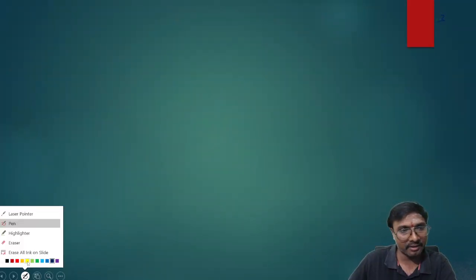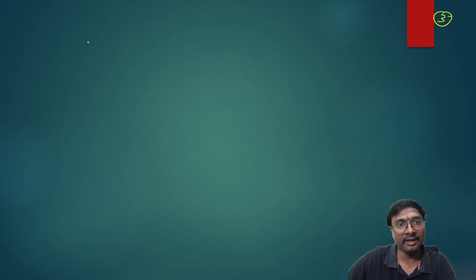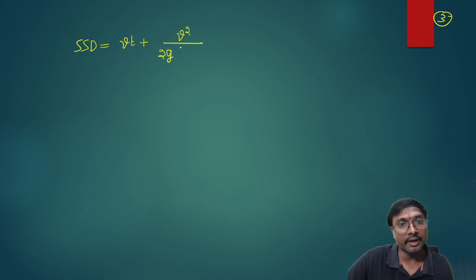Now, first of all, consider the SSD expression. The SSD expression is given as Vt plus V square by 2g(f plus or minus n). This is the general expression for which one?